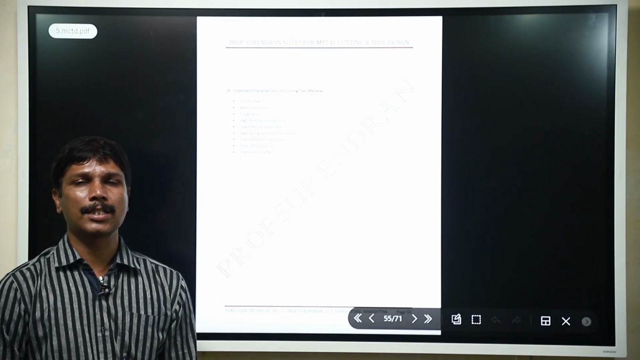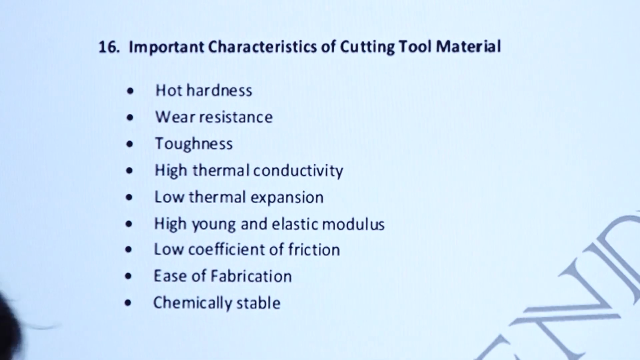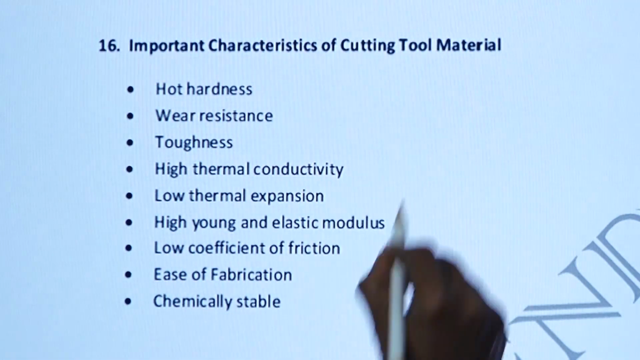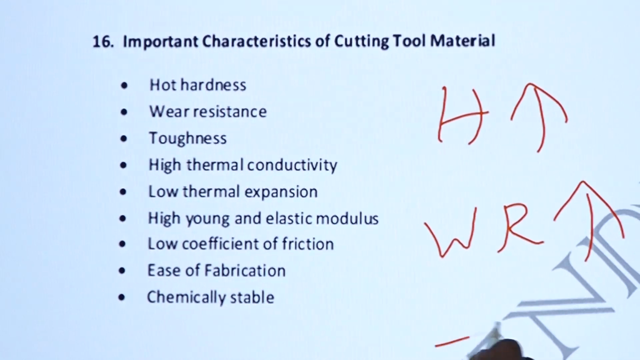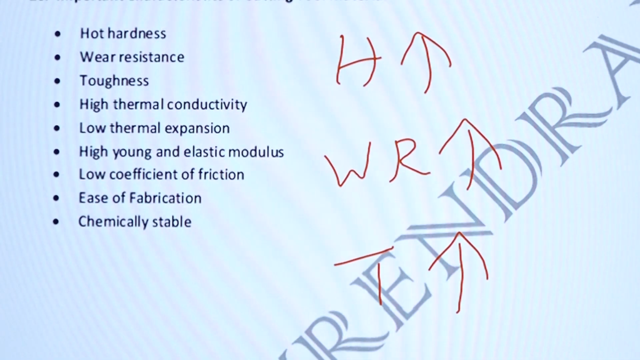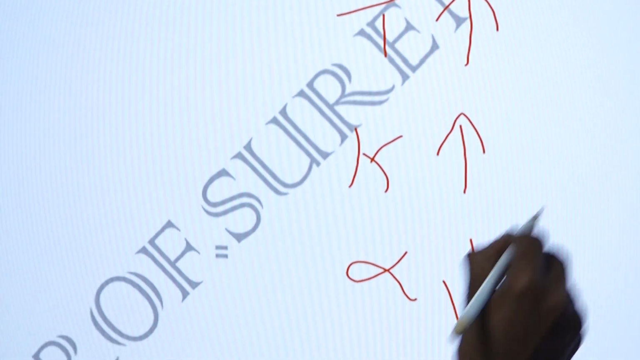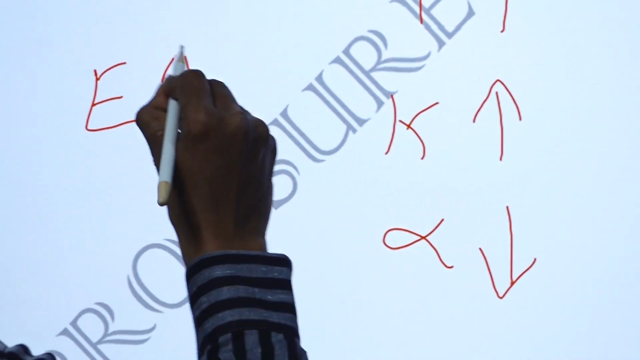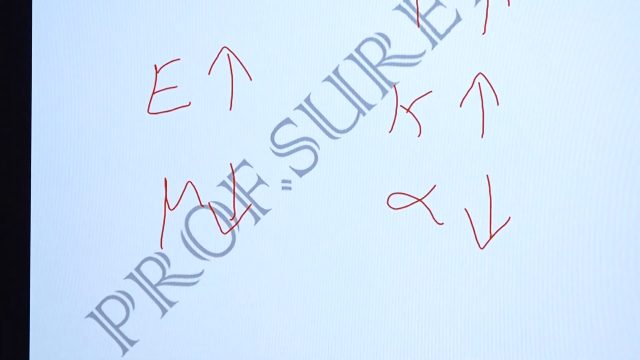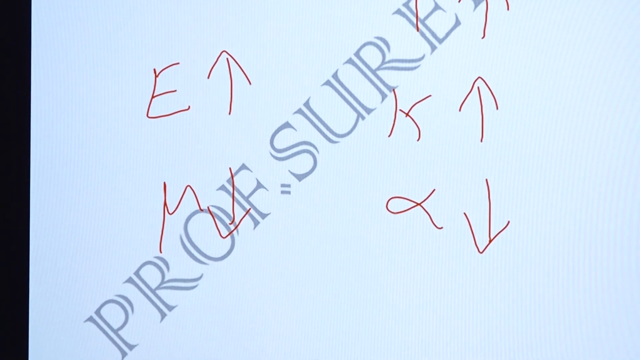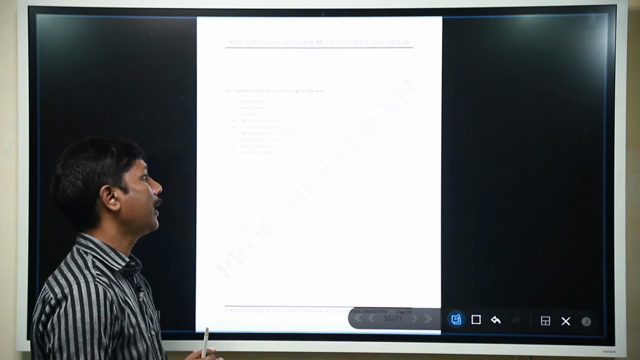Next, important characteristics of tool material. What are the characteristics that a tool material has to possess? It should possess hardness, so the hardness should be more, and the wear resistance should be more. It should possess toughness. Thermal conductivity will be more, thermal expansion will be less, Young's modulus will be more, coefficient of friction will be less, and ease of fabrication. We should remember points 4, 6, 7 first of all: hardness will be more, wear resistance will be more, and toughness will be more.